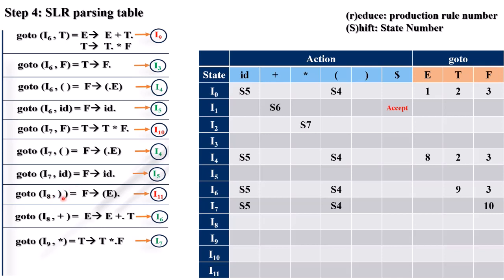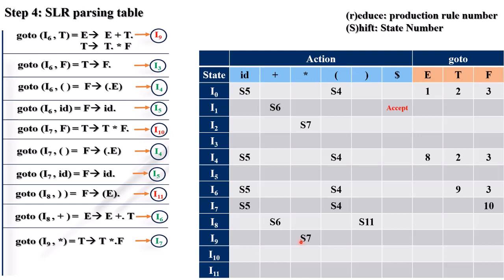I8 closing bracket, what we get? I11, so we have to write here S11. I8 plus, what we get? I6, we have to write here S6. And the last one is I9 star, what we get? I7, we have to write S7.